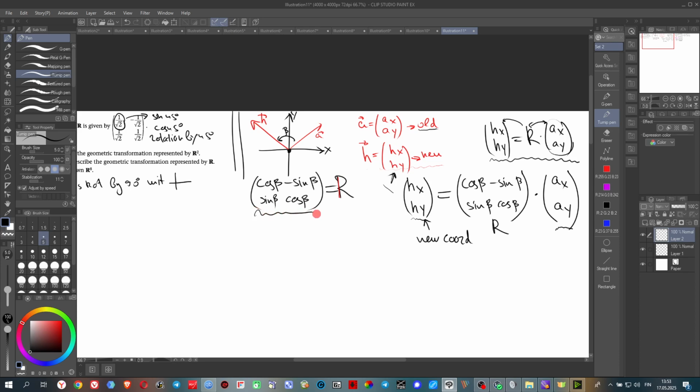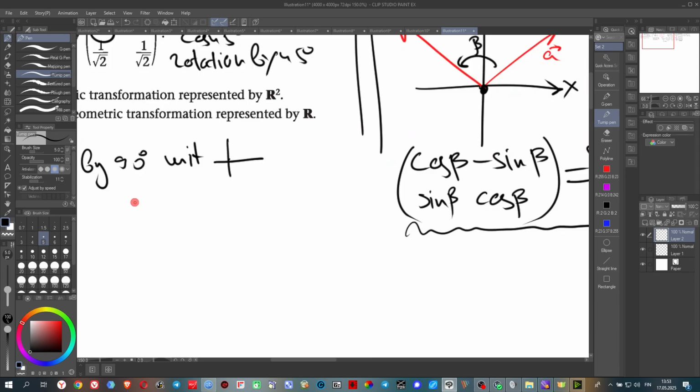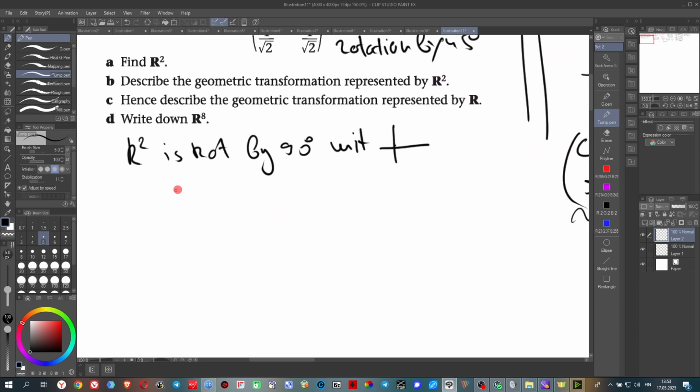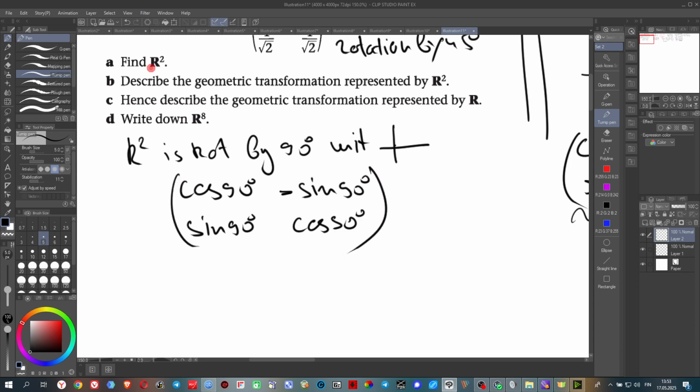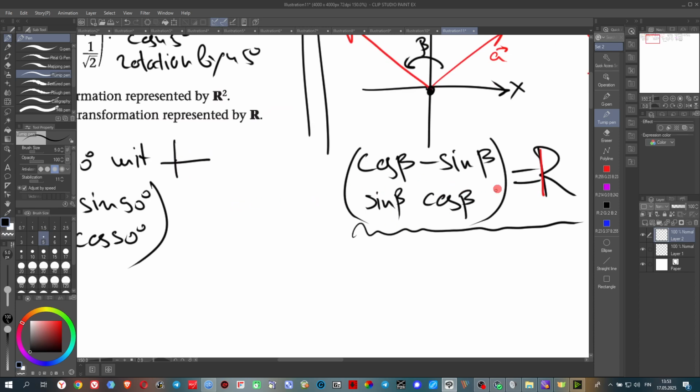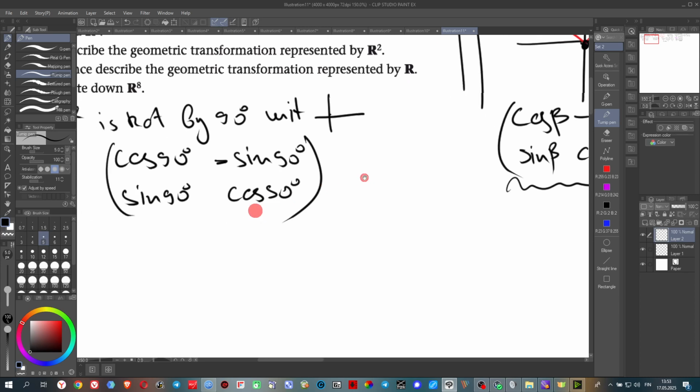You can see rotation by an angle beta is this sort of matrix. In this case, we speak about beta equals 90 degrees. So let's write it down. It would be cosine 90 degrees, minus sine of 90 degrees, sine of 90 degrees, and cosine of 90 degrees. It would be exactly r square. Once again, we figured out that r square is a rotation by 45 degrees 2 times. It is the same as rotation by 90 degrees with respect to origin, and it should be represented by this matrix in case when beta is 90 degrees.